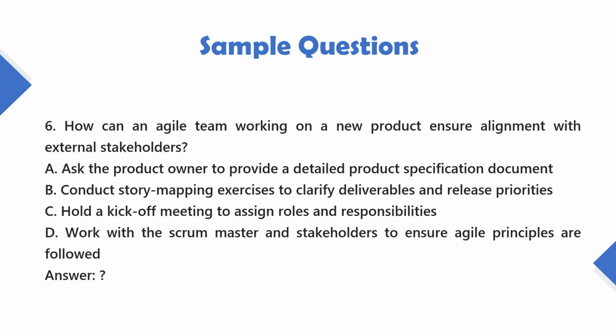6. How can an Agile team working on a new product ensure alignment with external stakeholders? A. Ask the product owner to provide a detailed product specification document. B. Conduct story mapping exercises to clarify deliverables and release priorities. C. Hold a kickoff meeting to assign roles and responsibilities. D. Work with the Scrum Master and stakeholders to ensure Agile principles are followed.